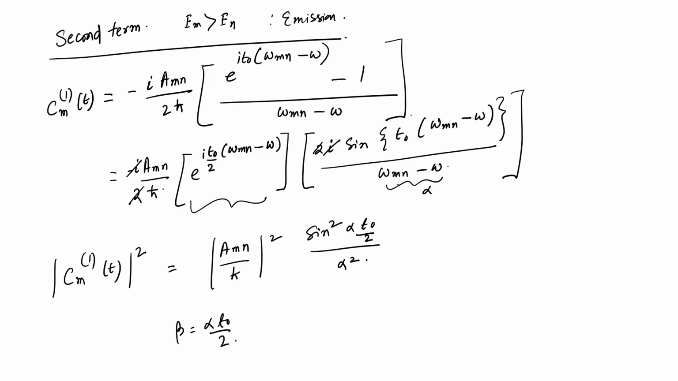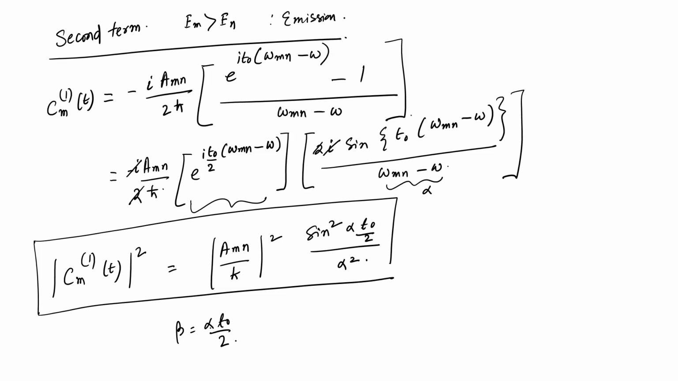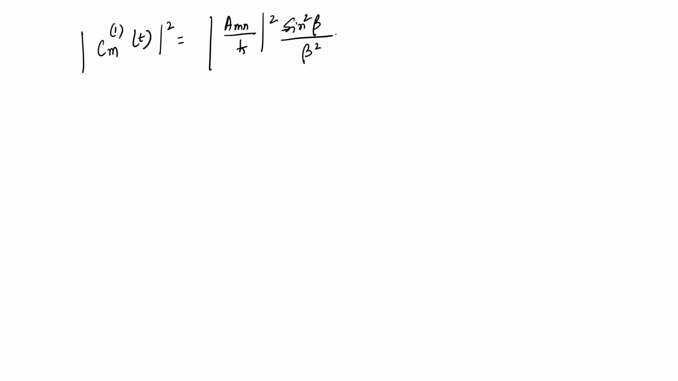Anyway, these are constants. I mean, alpha is this omega_mn minus omega, in the sense that for a given frequency of the perturbation, of course, omega is constant, omega_mn is constant, and so on. So, we have a form which is the transition probability for emission, but we are just trying to simplify it so that we can bring it to a form that we can interpret. Okay. So, use this beta there, and what we have is |C_m^(1)(t)|^2, only the emission part, equal to |a_mn by h cross|^2 times sine square beta divided by beta square, and a constant coming because of this alpha to beta transformation, which is t_0 square by 4, and anyway that is a constant.